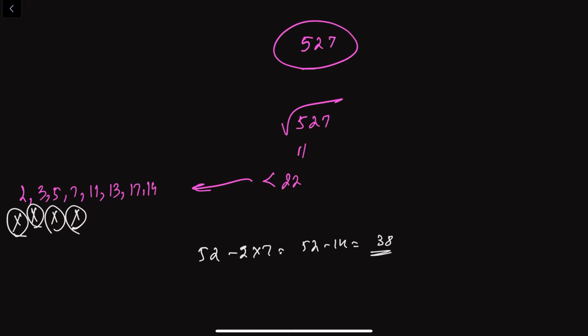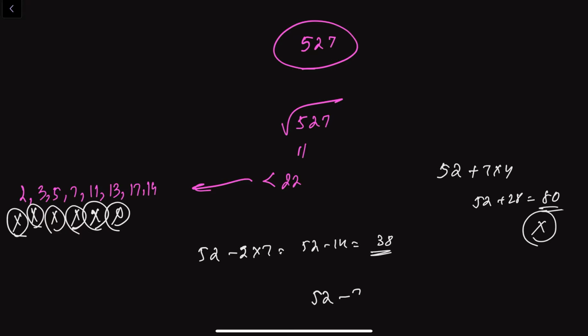For 11, I haven't discussed the divisibility rule yet, I will discuss that, but we can see 12 minus 2 is 10, so it's not divisible by 11 as well. For 13, we can use 52 plus 7 times 4, that is 52 plus 28, which is 80, so it is not divisible by 13 as well. For 17, 52 minus 7 times 5, which is 52 minus 35, which is 17. So it is divisible by 17. This is nothing but 17 times 31. So 527 is not a prime number, it's a composite number.